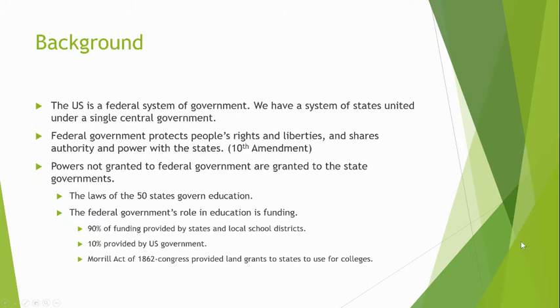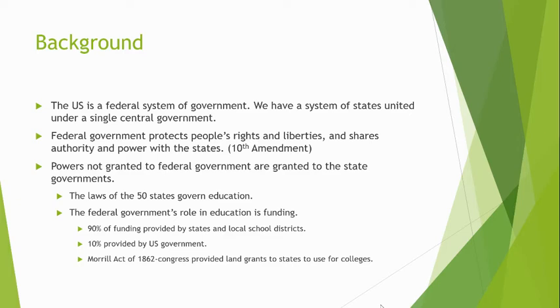Okay, so the U.S. is a system of government, and it's a federal system, and so we have states under the single central government. So the federal government protects people's rights and liberties and shares authorities with the state, which is the 10th Amendment. Powers that are not granted to the government are granted to the states. So the laws of the 50 states govern education.